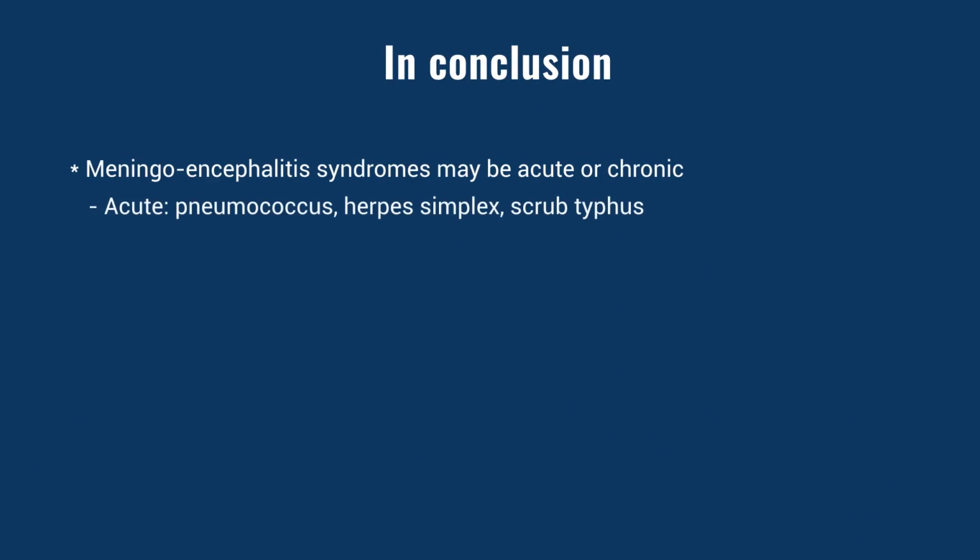In conclusion, meningoencephalitis syndromes may be acute or chronic. If it is acute, you're usually dealing with a pneumococcal meningitis or a herpes simplex encephalitis. Rarely in India, you can have scrub typhus. If it is chronic, you're usually dealing with tuberculous meningitis, but remember cryptococcal meningitis in the HIV-positive host. CSF exam and proper planning of tests is critical in making the diagnosis of either acute or chronic meningoencephalitis.